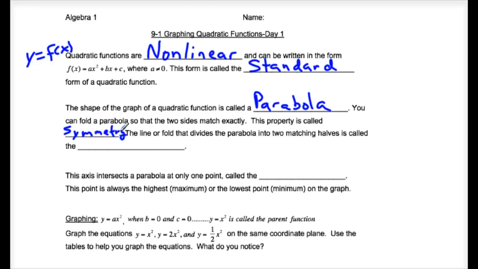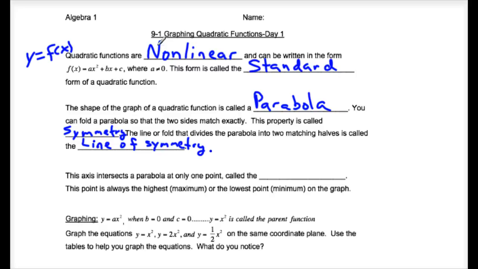Okay. All right. The line or fold that divides that parabola into two matching halves is called, this is very important, this is what we're going to be looking for today, the line of symmetry. That's what we're looking for, that line of symmetry. Very easy to find. So, everybody pretend taking a parabola, folding it in half, the line that breaks it into two equal parts is considered that line of symmetry. Okay?